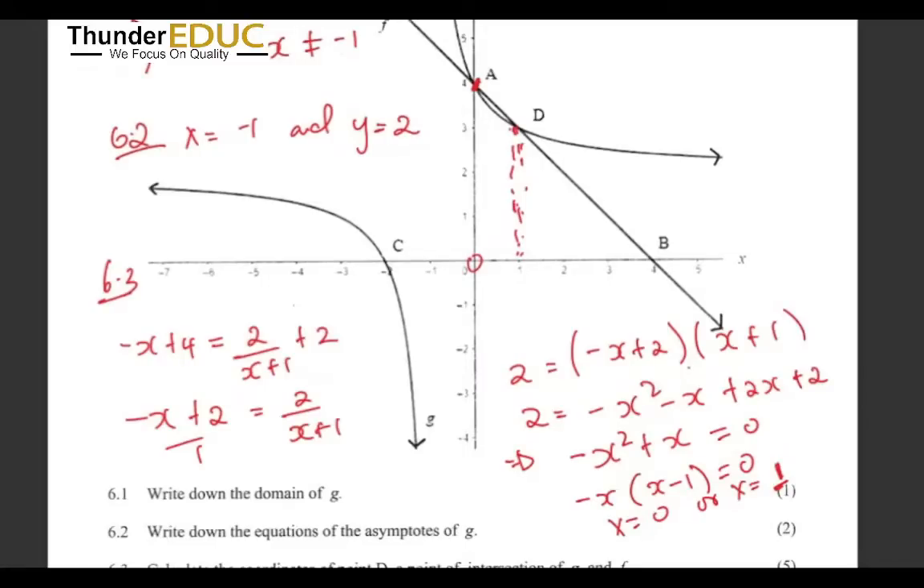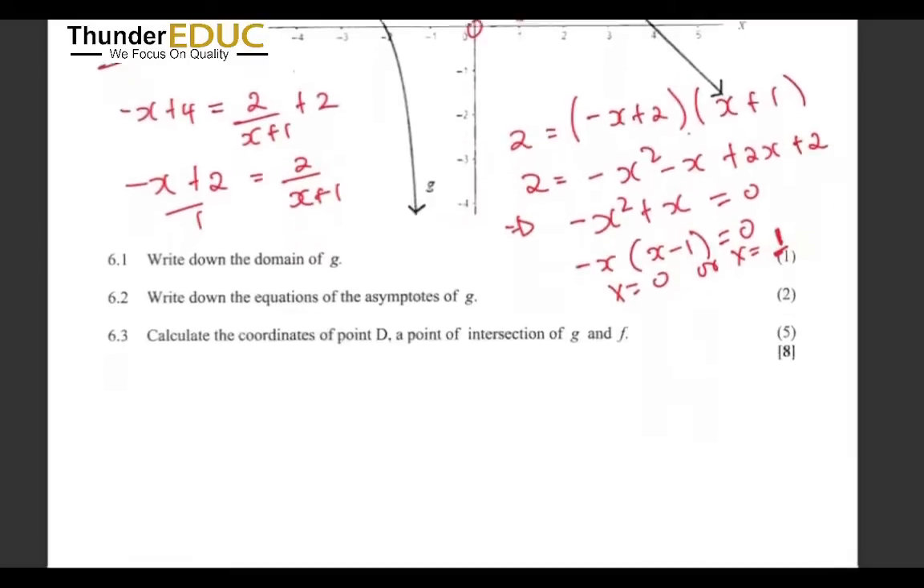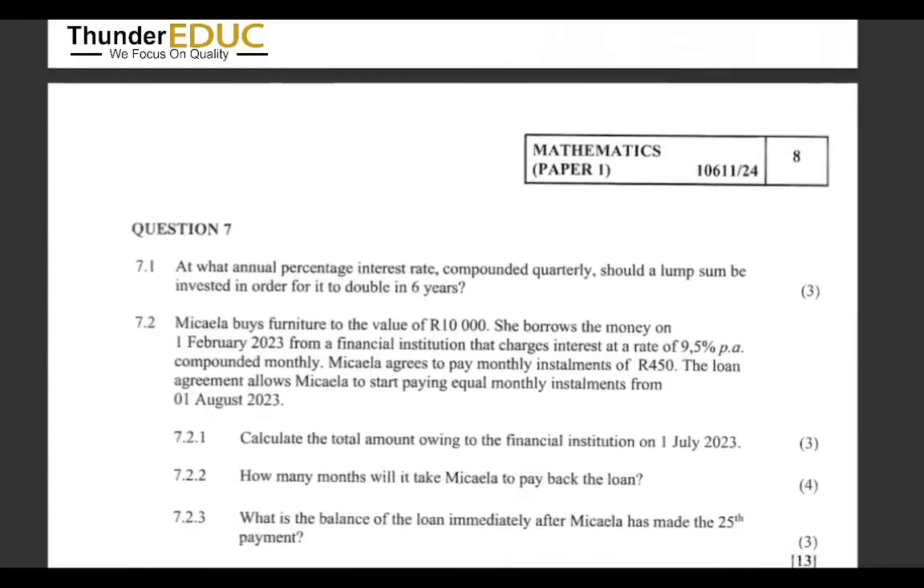Then for us to get the y coordinate, just substitute it into one of the two equations. So I'll use the linear equation. So it's going to be negative 1 plus 4, which gives me a 3. So D is a 1 and 3. So that's how we're going to get those coordinates for point D. So that is question number 6. We move on to question number 7.